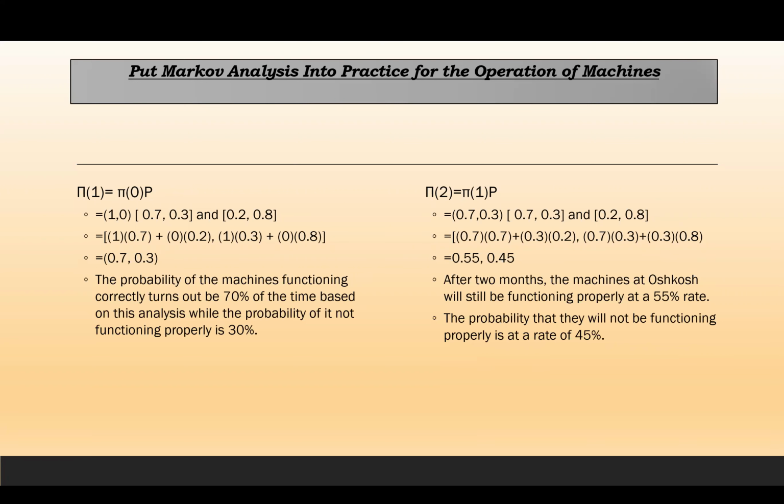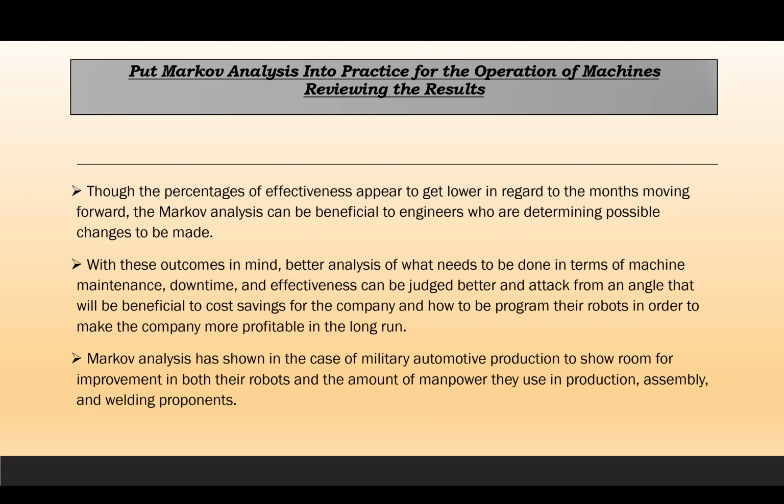I got some results that I'm going to review here. Though the percentages of effectiveness appear to get lower in regard to the months moving forward, Markov analysis can be beneficial to engineers or maintenance people who are determining possible changes that need to be made, whether that's cosmetic or internally, such as batteries, moving parts, different things that affect the machine in general. With these outcomes in mind, better analysis of what needs to be done in terms of machine maintenance, downtime, and effectiveness can be judged better and attacked from an angle that will be beneficial to cost savings for the company and how to program their robots in order to make the company more profitable in the long run.